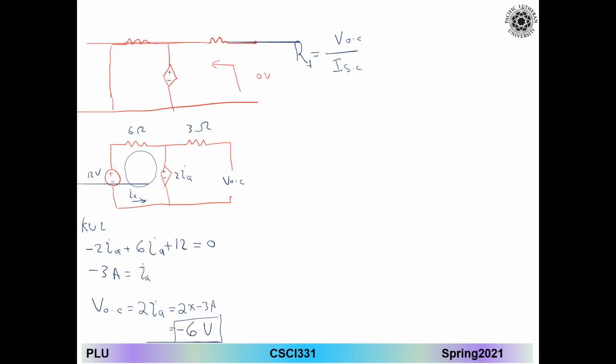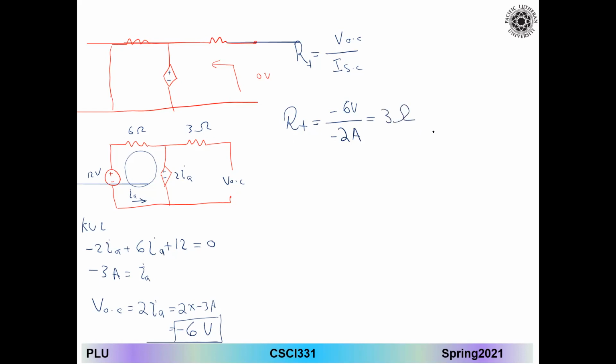Does everybody still have doubts about something? Now, if you get this one, I can find my RT, which will be -6 divided by I short circuit. How much do we find? 2 minus 2, -2 amps. And this one will be 3 ohms.